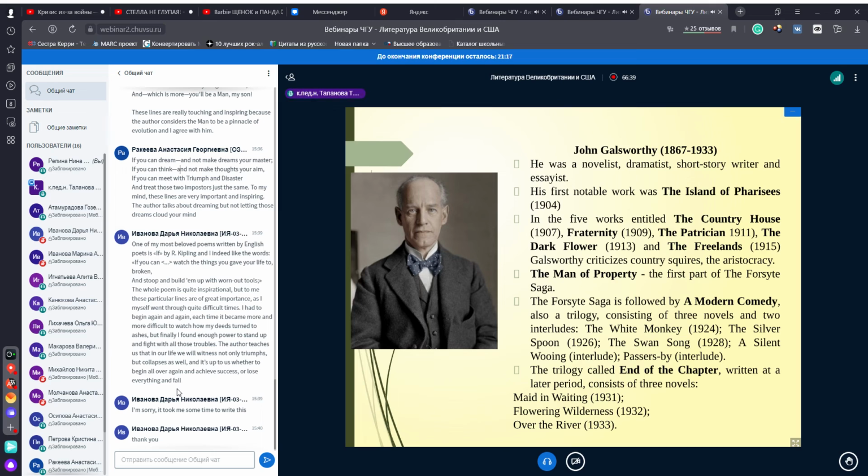If you look at the slide, you will see a number of his interesting novels: The Country House, Fraternity, The Freelance, in which the author criticizes the aristocracy. He gained popularity by publishing his famous Forsyte Saga.